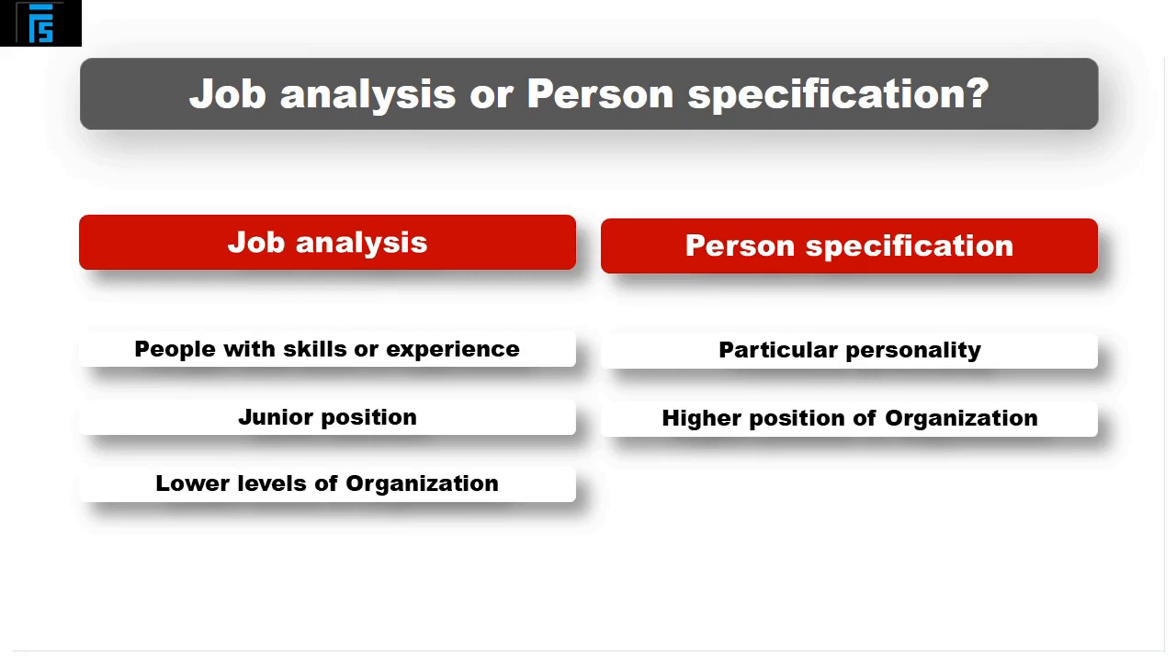Our biggest rivals have just cut the prices of all of their products. Our biggest rivals have launched a new product which is taking away our sales. What are we going to do about it? Well, it's very difficult to do a job analysis under those circumstances because the tasks keep changing. So again, a person specification might be better.